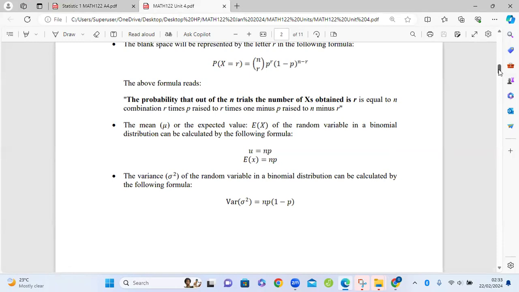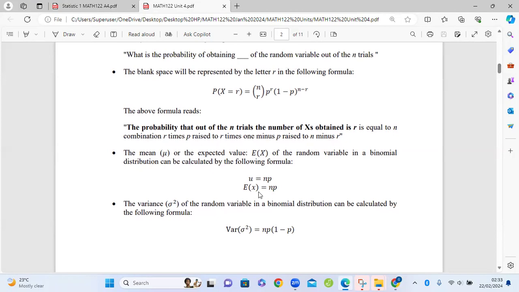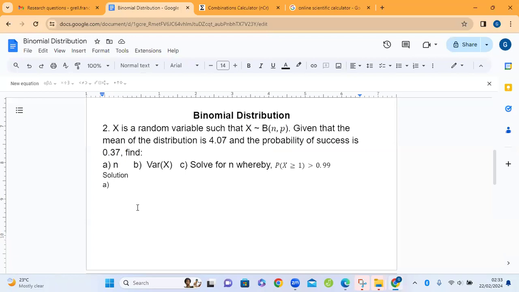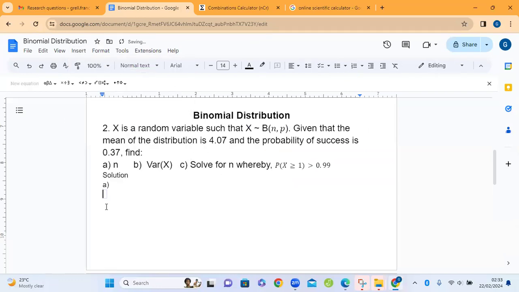And in unit 4 now, we can see that the formula for the mean of a binomial distribution is n times p. Very simple formula, the product of n and p. So therefore now, we simply create a formula with n using the information that is provided. So the mean is 4.07. So therefore, 4.07 must be equal to 0.37 times n.